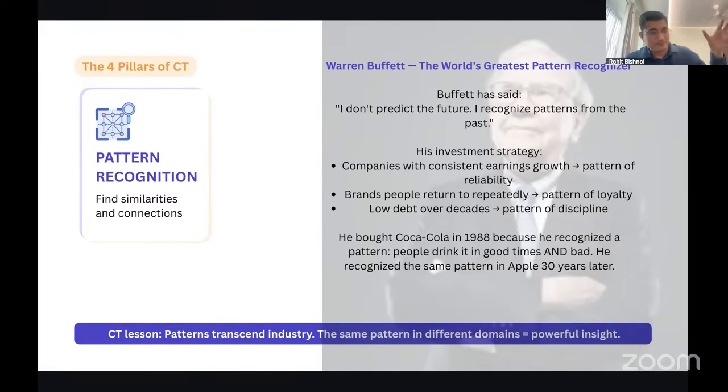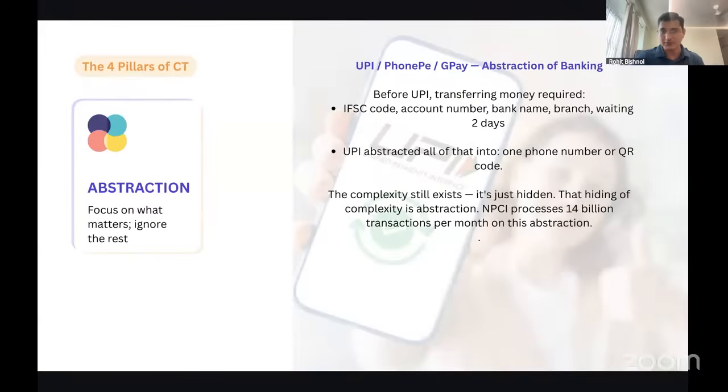And he thought that people drink Coca-Cola in good times and bad times, almost all the times. He also recognized the same pattern in Apple, and both the companies, whatever stocks he has purchased, have given him great returns. So basically, if we can teach our kids to recognize patterns, to find similarity and connections, then they have to learn less and then they can do more. That is how we teachers are going to use this technique in education.